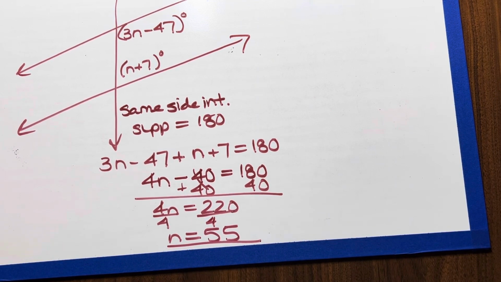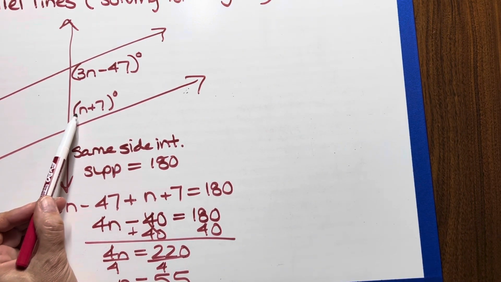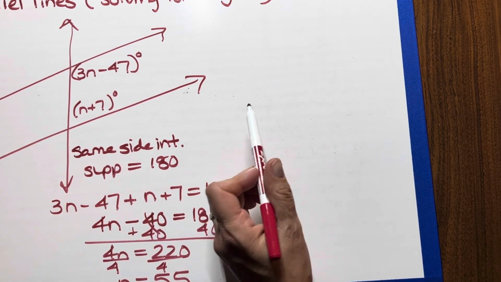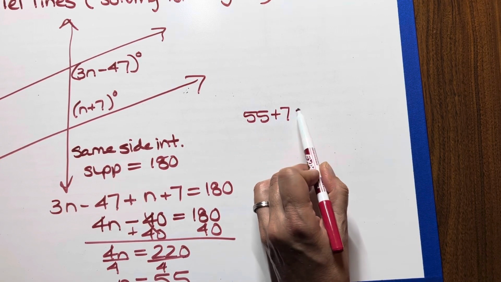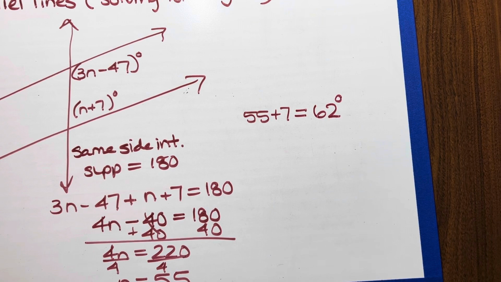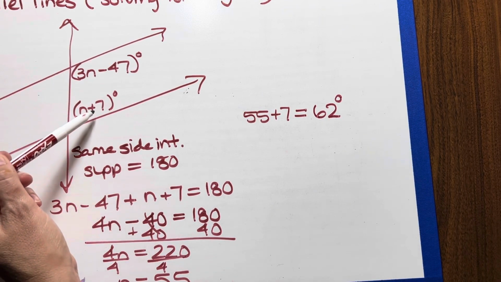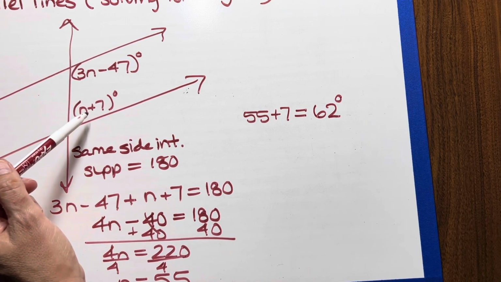Now remember that 55 is only the measure of n. It is not the measure of our angle. So if I want to go back up, I'm going to plug in, I think first, to the n plus 7. So I'm going to have 55 plus 7, and that's going to give me 62 degrees. Now, remember that I have supplements here. So I don't have the same measure for each one.